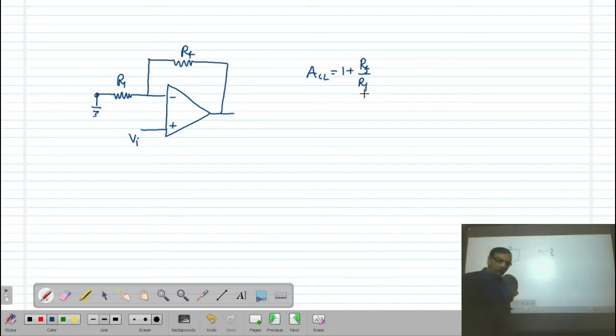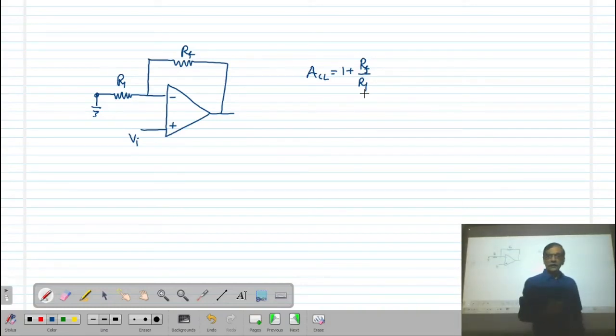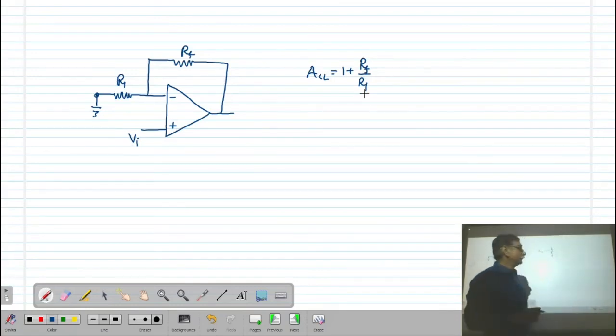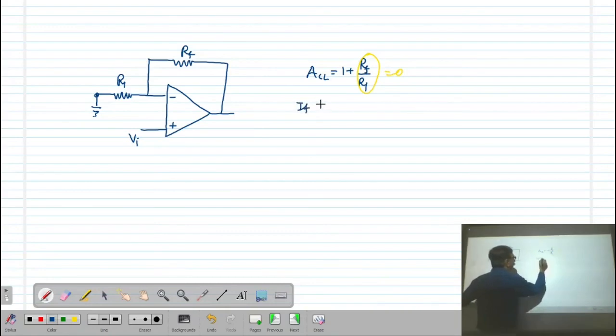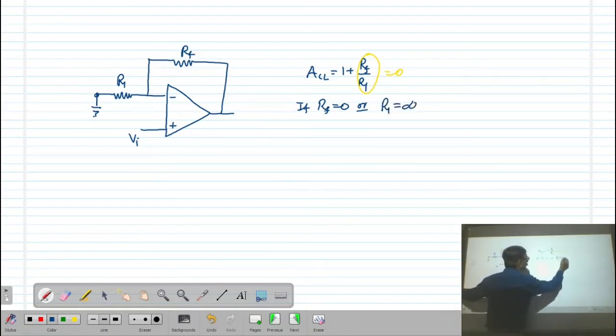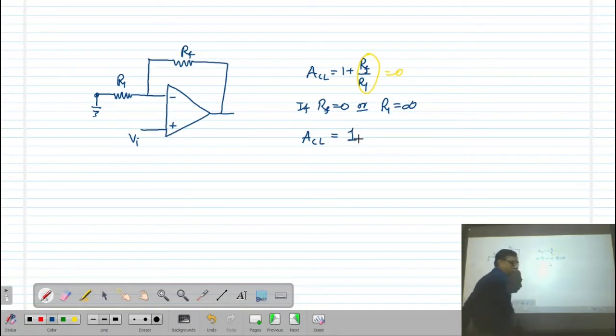Now if I want to make a circuit which has a gain of unity, what should happen? Rf by R1 must be equal to 0. This is possible if Rf is equal to 0, or you can say that R1 is equal to infinite. Then my closed loop gain ACL is equal to 1.